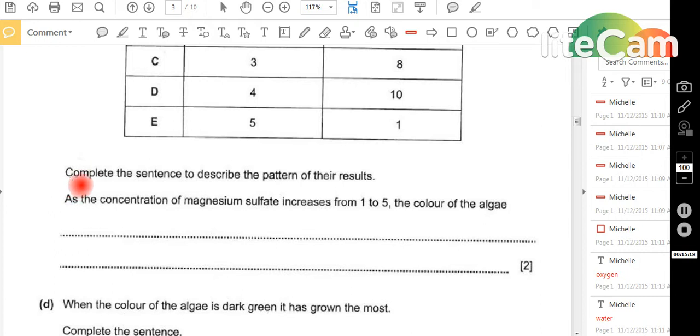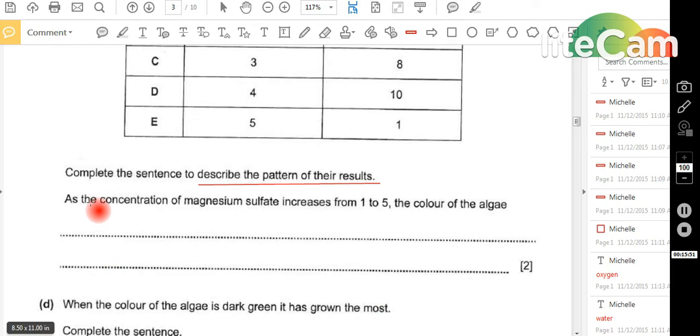Okay. They say complete the sentence. So they started a sentence. You need to complete that sentence. They ask you to describe the pattern of the results. So, describe means tell what you see. Okay, they're not asking you to explain it. So don't give reasons for it. Just tell me what you're seeing.